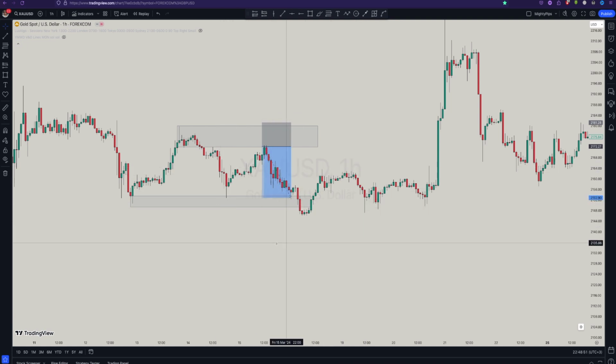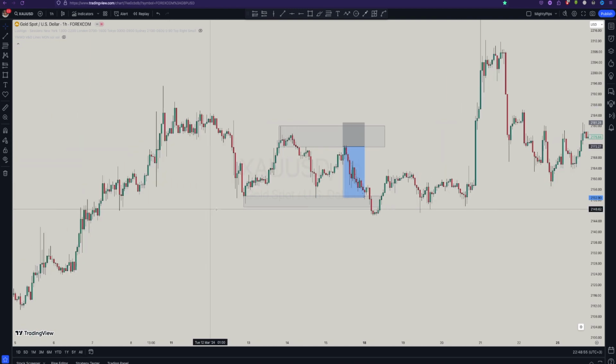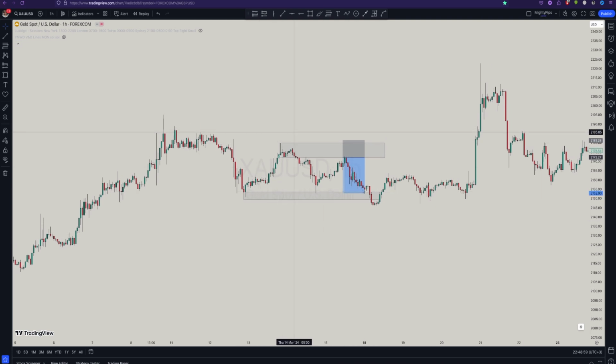Okay, so that is how you determine your risk per trade and also your position sizing based off of market structure, after you've determined the placement of your stop loss and risk. Okay, so that is one thing.